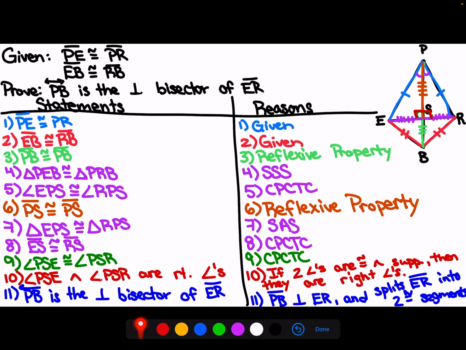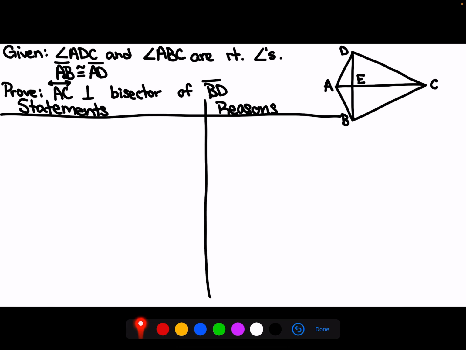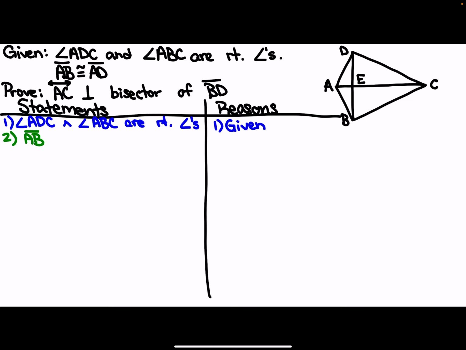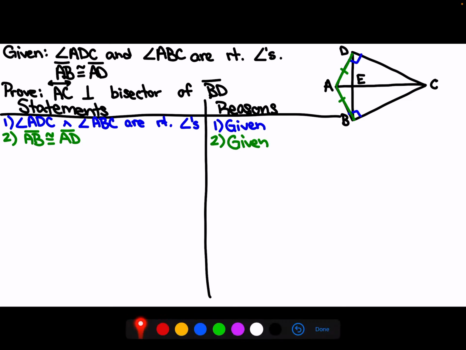All right, next up, our final proof of the day. Given angle ADC and angle ABC are right angles, and AB is congruent to AD, we want to prove that AC is the perpendicular bisector of DB. So, to get started on this, we already have a side and an angle. Is there anything that's shared by the two bigger triangles? Well, yes, they both have AC.